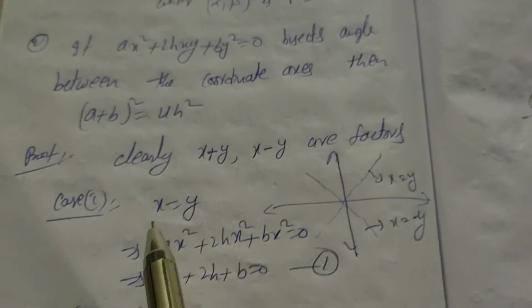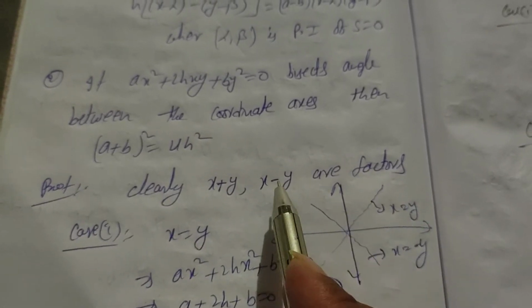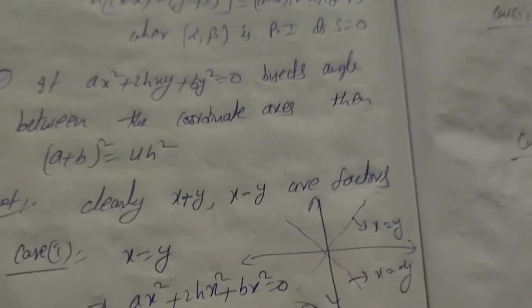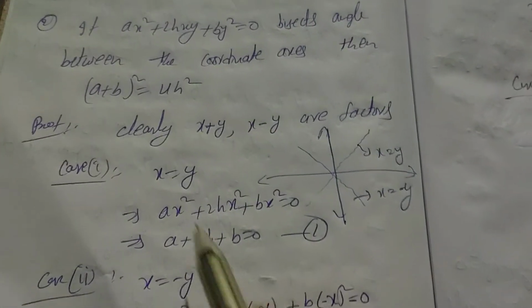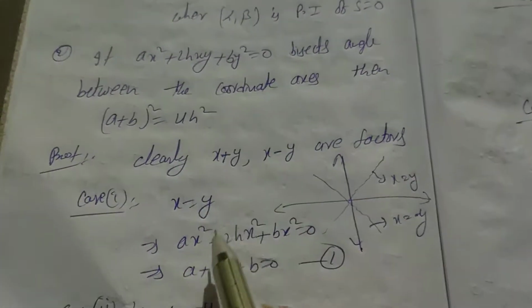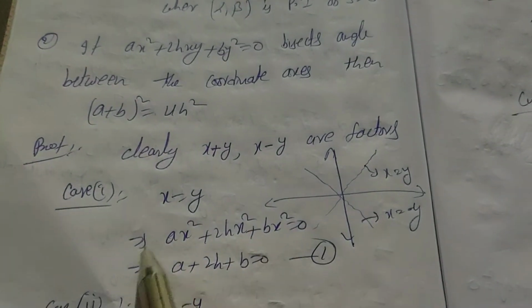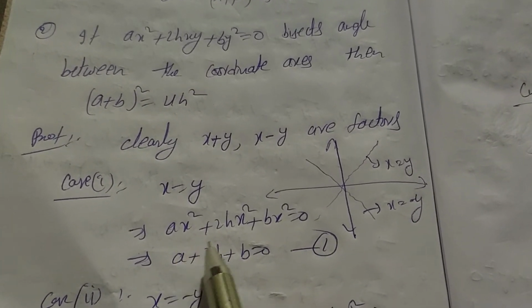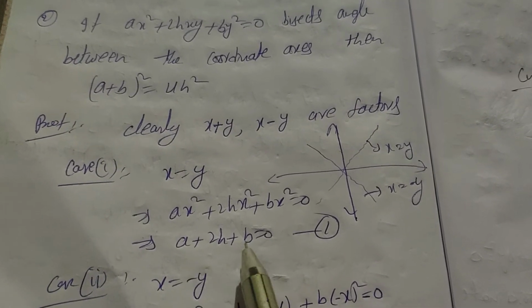First, take x is equal to y. Here x minus y, and x is equal to minus y is x plus y; these two are factors of this equation very clearly. So x is equal to y satisfies this, and x is equal to minus y also satisfies this. If you substitute x is equal to y in the given equation, we get ax square plus 2h x into x plus b into x square. Take x square common and transpose; 0 by x square gives 0 only. So this becomes a plus 2h plus b is equal to 0, or a plus b is equal to minus 2h.